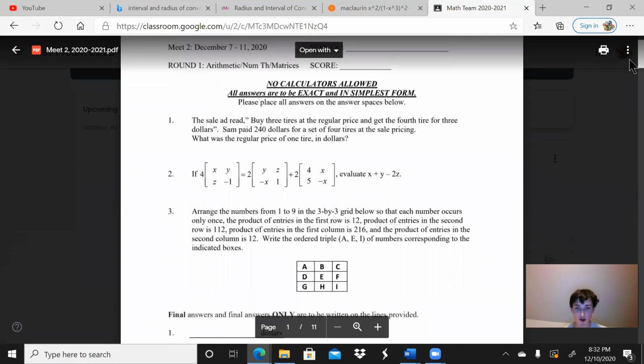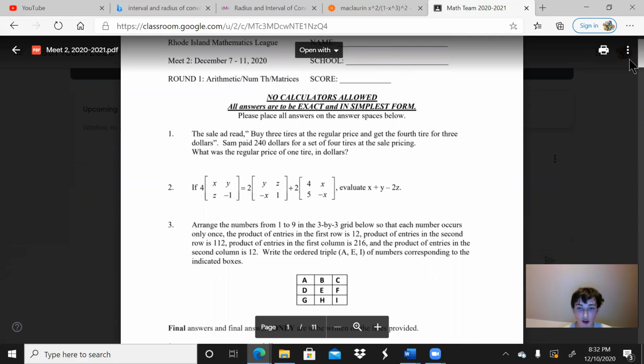The sale ad reads: buy 3 tires at the regular price, get the fourth tire for $3. Okay, so each tire is x, 3x plus 3 is 240, so 3x is 237. 237 divided by 3, so that's what? 79. Oh, by the way, I'll put all my notes up on YouTube so you can see them. So the first one's $79.